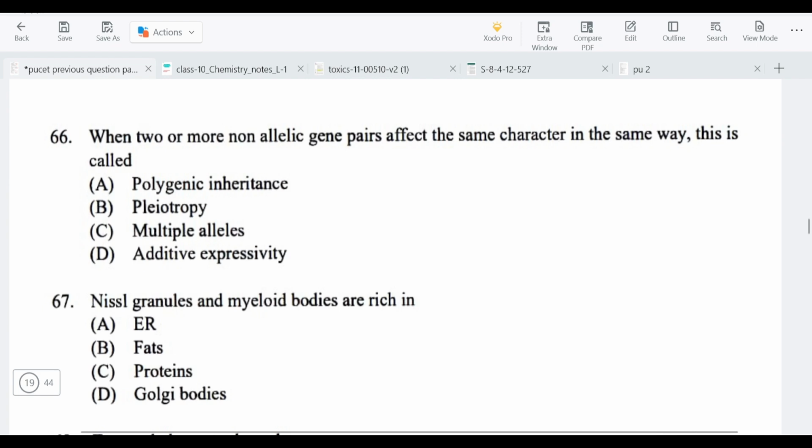Next question. When two or more non-allelic gene pairs affect the same character in the same way, this is called. The answer is polygenic inheritance. What is polygenic inheritance? It means multiple genes influence a single trait. For example, height and skin color are examples of polygenic inheritance.